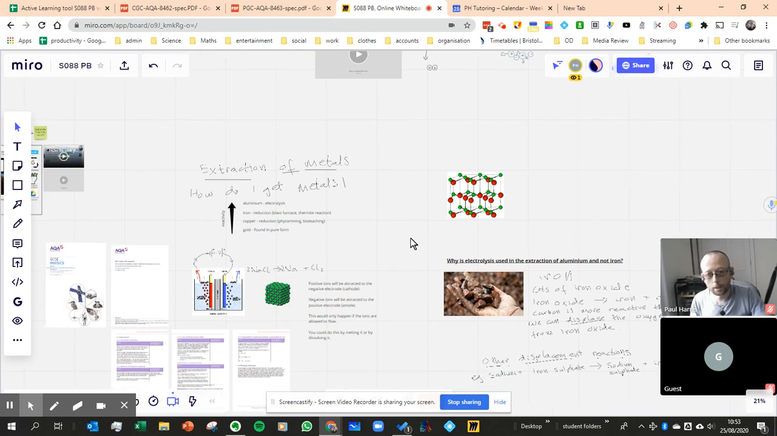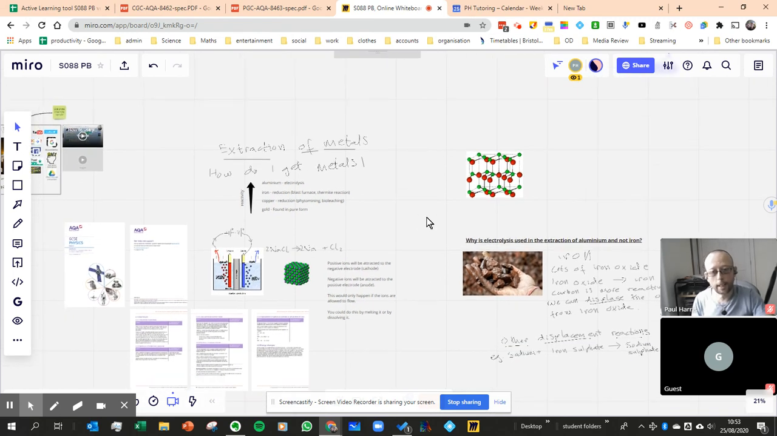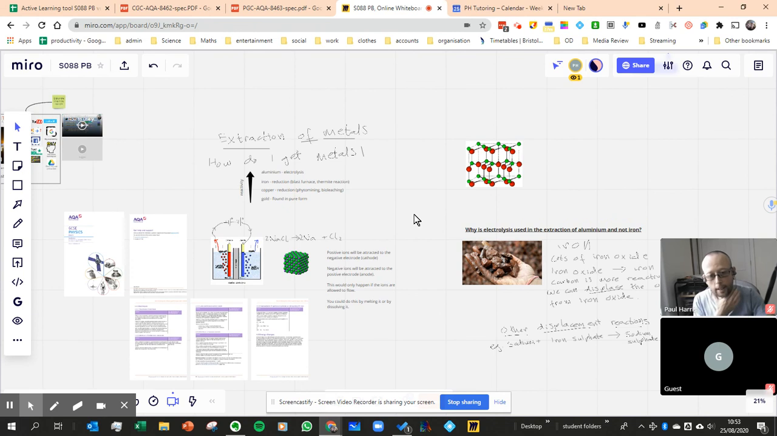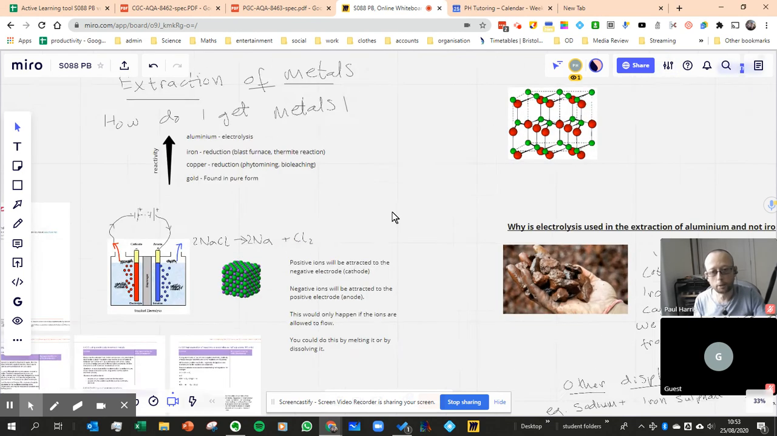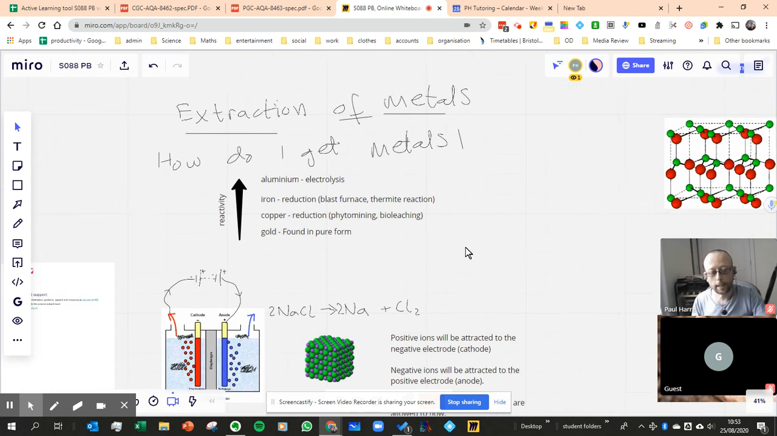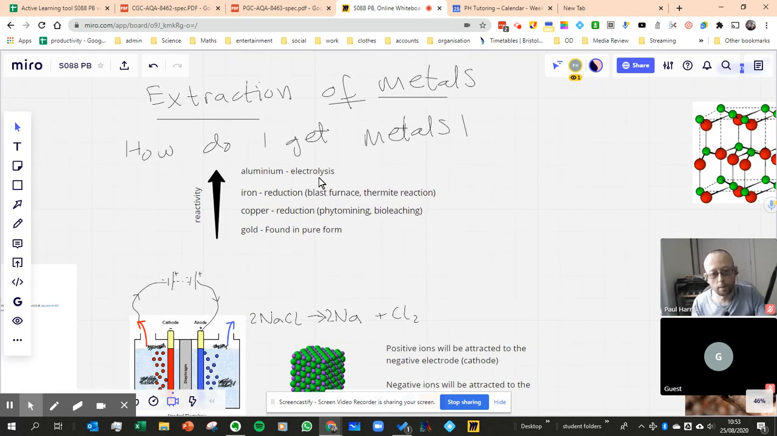Right. So we were looking at electrolysis, and I said that electrolysis is very closely related to extraction of metals. It gets used with aluminium because it's quite reactive. Specifically, it's more reactive than carbon. If it's more reactive than carbon, then essentially it makes most sense to use electrolysis.